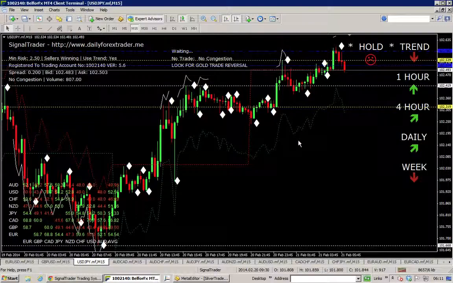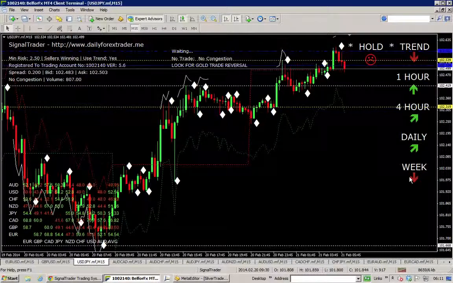Whoa. Okay, now at the same, so look for gold trade reversal. So we're looking for a reversal, because actually, look, it's weekly bearish, so actually we could see a reversal down to get back into the major trend.